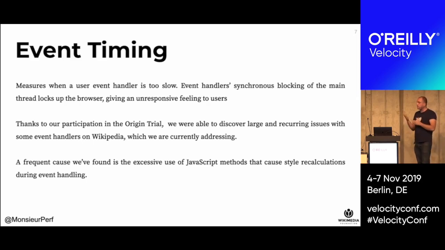So we also did the origin trial, and we found significant bugs on the mobile version of Wikipedia that we could not detect before. Like, it would have required a lot of work to detect those kinds of phenomenons before, and that API makes it very easy to detect.